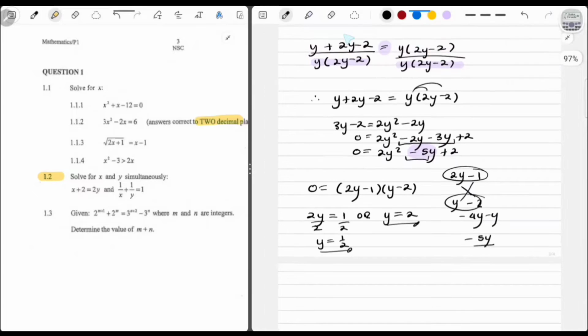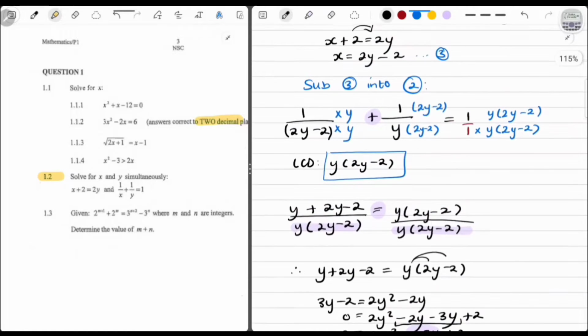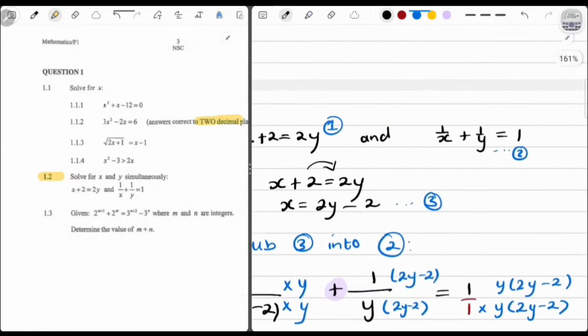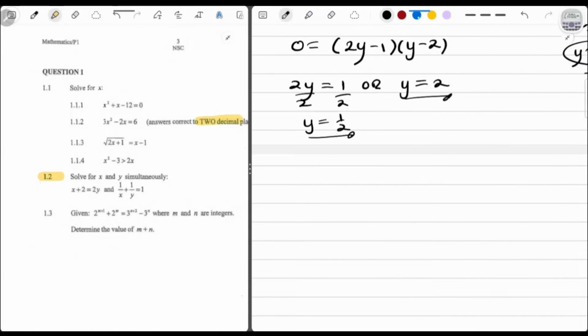Now, that's just y. That's not x yet. We need to solve for x and y simultaneously. So since we have y, how do we find x? Well, look at the three equations that we have. The third equation starts with x is equal to, so we're going to use that equation. So x is equal to 2y minus 2. If you like, you can say this is my equation 4. And in order to find x, I'll just substitute equation 4 into equation 3.